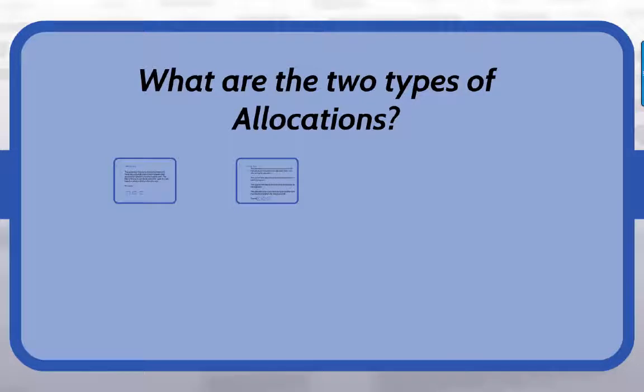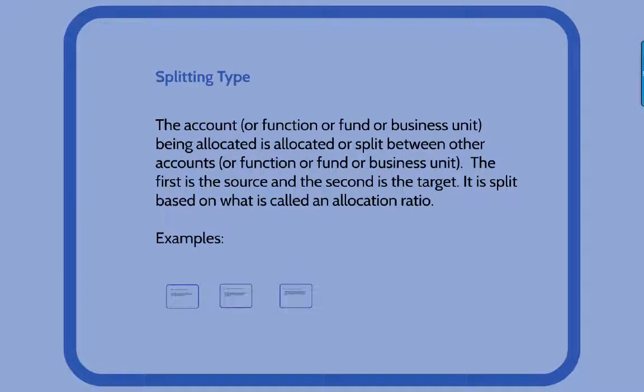There are two types of allocations, and I've already hinted at them, or basically I've already explained them. The first one is called a splitting type. A splitting type is where we take an account, a revenue or expense account, and we want to move or split the contents of that account into other funds, functions, business units, or something else. So we're taking what's in an account, writing an entry that basically reduces that account, and then increases or puts that cost some other place. It could be into another account, it could be in the same account but into a different function, or it could be into a different fund, a different business unit.